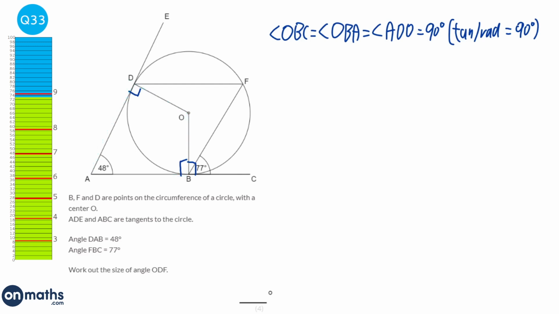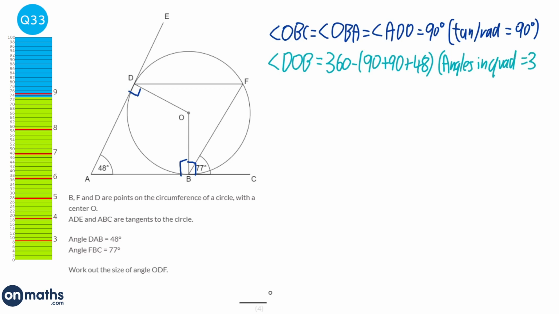Okay, so the first thing I'm realizing is that there's a nice little quadrilateral here. And whenever we've got a quadrilateral and we've got three of the angles, we can work out the last one. So angle DOB is going to be 360, take away the angles that we know, so 90 plus 90 plus 48. And the reason for that is angles in a quadrilateral add up to 360 degrees. And so when you do 360, take away that, you get 132 degrees. So this is 132.